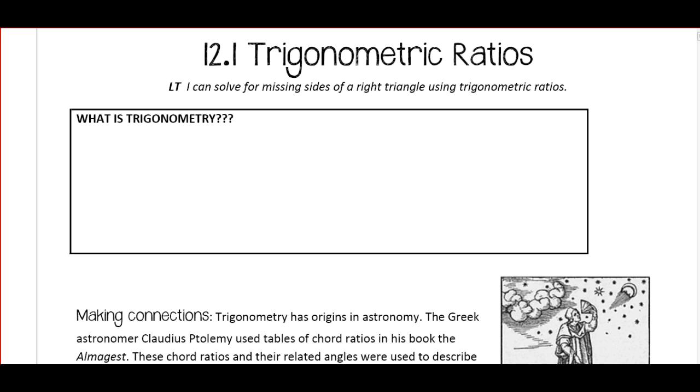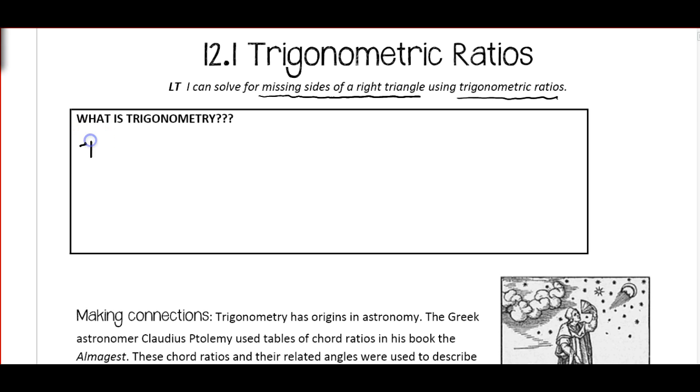This is one of the most important units that we're going to be studying this year because there are some great applications of trigonometric ratios, and you'll be using these concepts in future math classes as well. So by the end of this video, you should be able to solve for missing sides of a right triangle using the trigonometric ratios. So let's start off with what exactly trigonometry is.